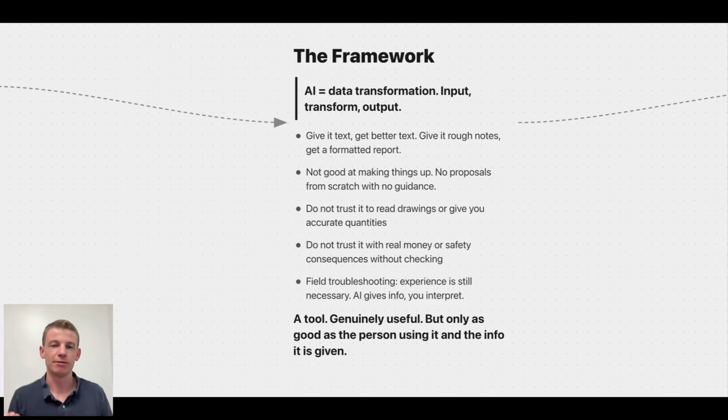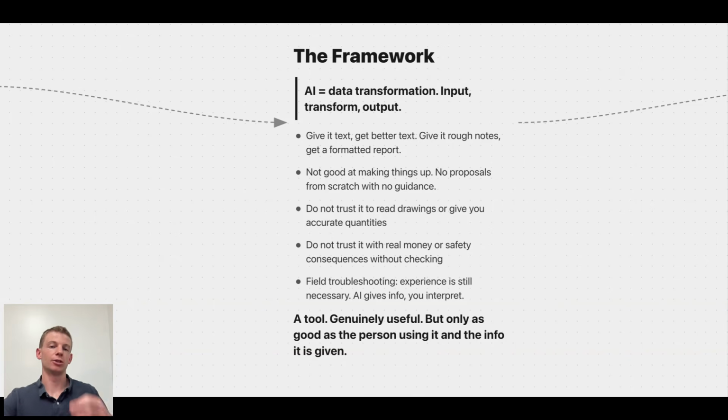Or if you give it rough notes, it can give you a formatted report based on those rough notes. So it's input, it transforms it, and you get an output. It's not as good at making things up. So if you ask it to generate a proposal from scratch with no guidance, then it's just not going to work. So you wouldn't ask it to read a drawing and expect to get accurate quantities or anything like that, or trust it to make decisions that have real money or safety consequences without checking the output first.